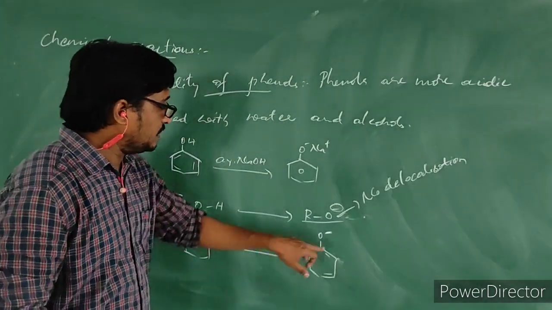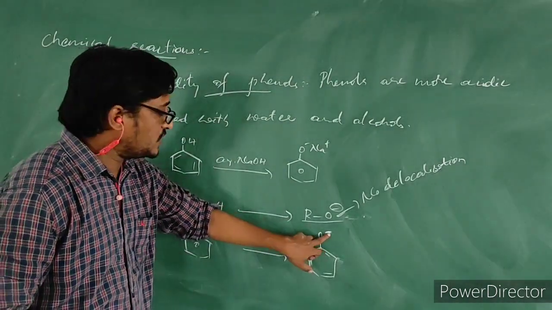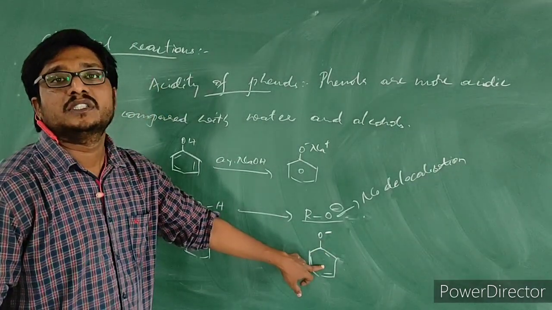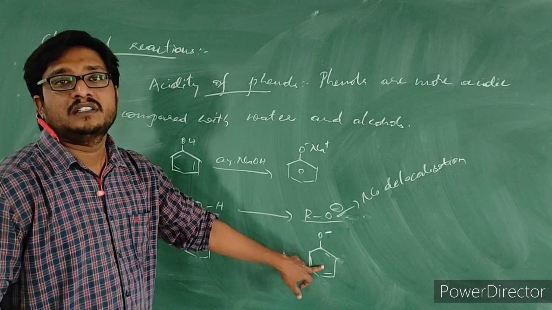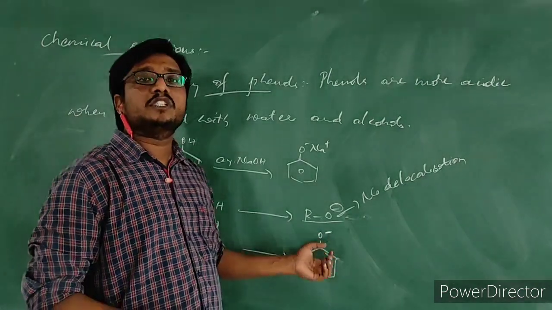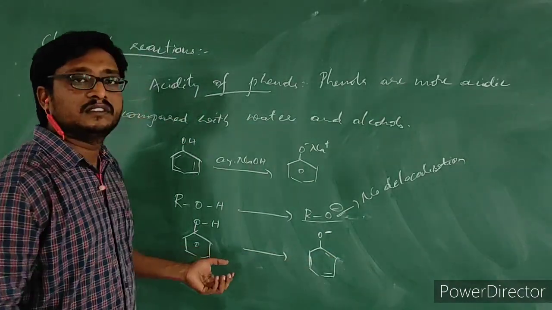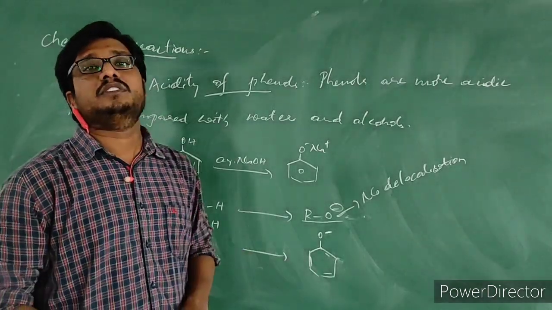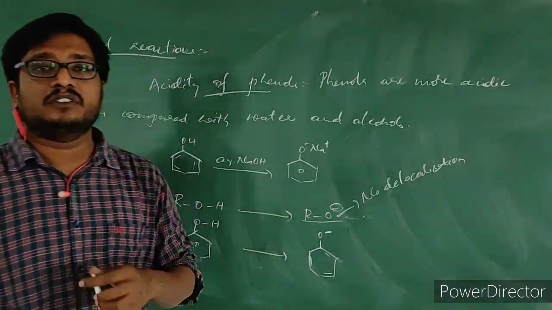The reason is that the negative charge which gets developed here will undergo conjugation with the pi electrons of this benzene ring, and it forms resonating structures. That is why the phenoxide ion which got produced here will be more stable than the phenol. That is why it tends to lose the H plus ion and convert into phenoxide ion. Let us see the resonating structures of this phenoxide ion.